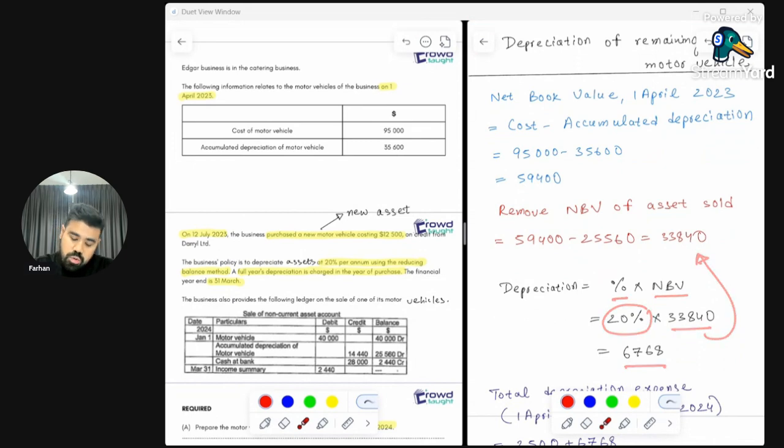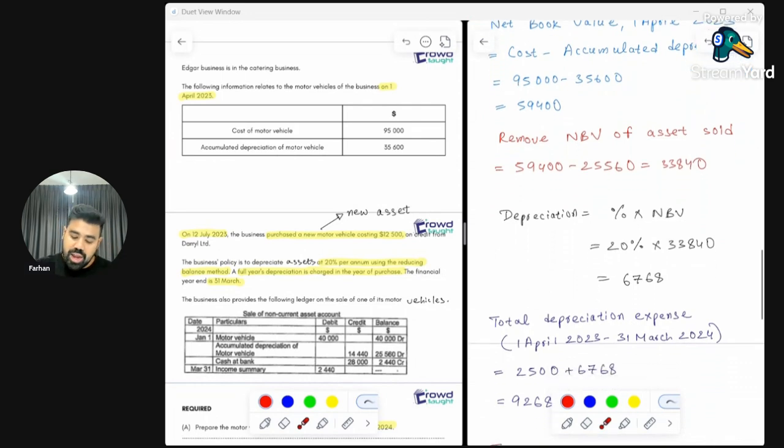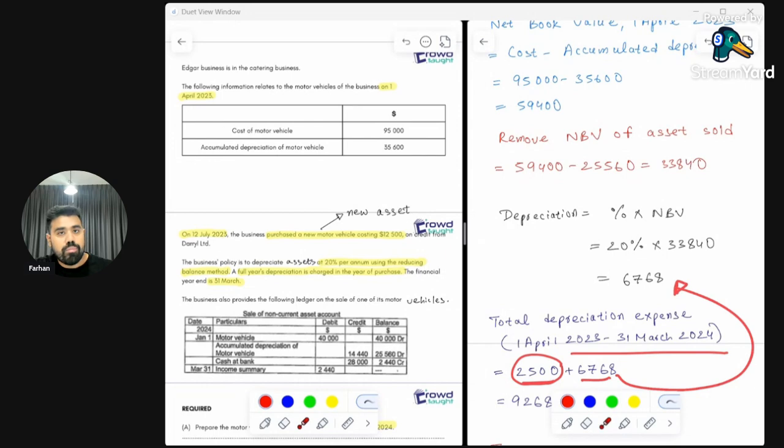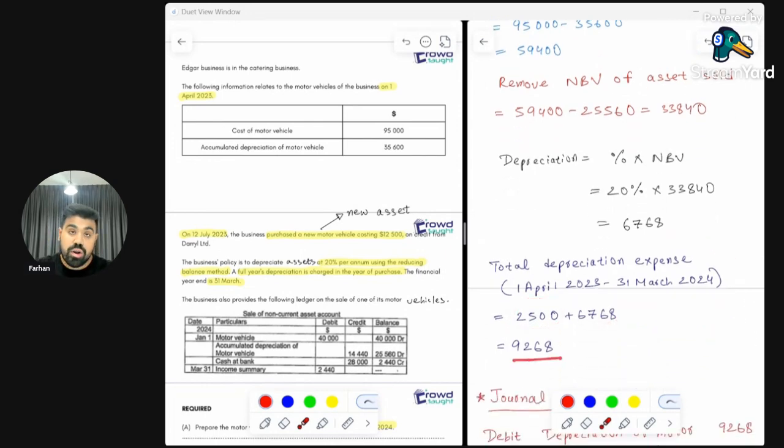So what's the total depreciation expense during the entire financial year starting 1 April 2023 and ending 31 March 2024? It's $2,500, which was the depreciation for the purchase of the new non-current asset, which went through a full depreciation based on the company's policy, plus an additional $6,768, which is the depreciation for the remaining motor vehicles. And altogether, we get $9,268 as the total depreciation expense for the year ended 31 March 2024.